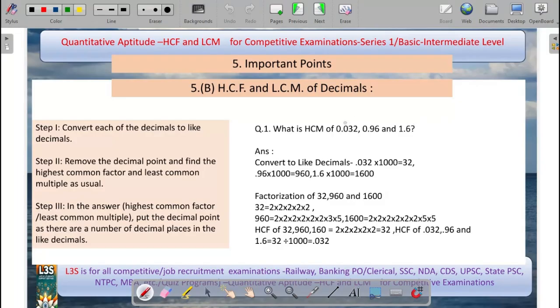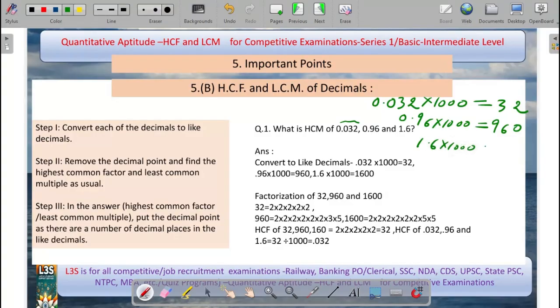Now here the highest number of digits after the decimal point is 3. So to make it non-decimal, we have to multiply by 1000. Then we'll get 32. Each number we now multiply by 1000. So 0.96 will become 960, and 1.6 into 1000 will become 1600.